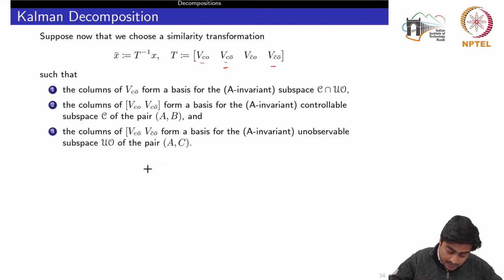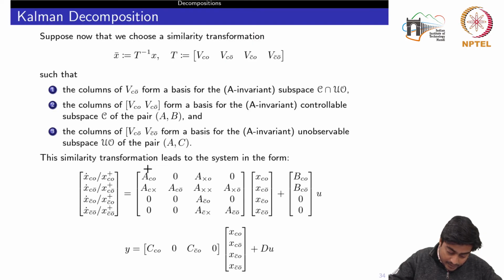Now writing it into the combined form, I would get this complete state space representation, where we have this vector X_CO. So X_CO denotes all the states which are controllable and observable. X_CŌ, all the states which are controllable but not observable. Similarly here, the states which are not controllable but observable, and these are all the states which are neither controllable nor observable. Okay, and the matrices corresponding to those vectors.